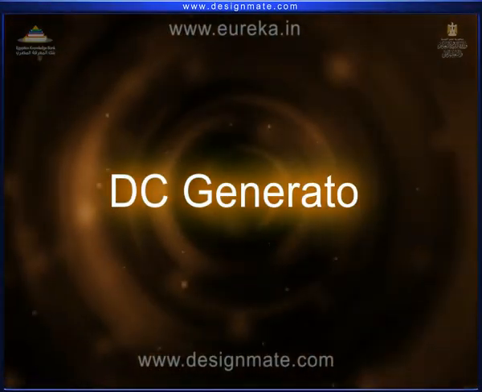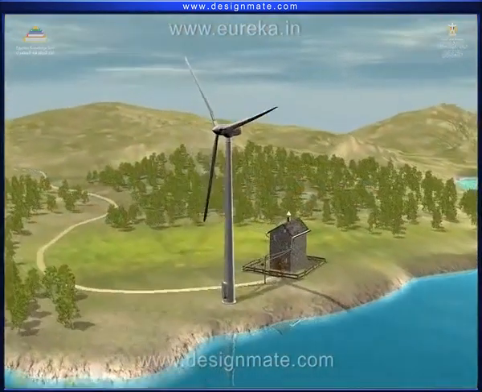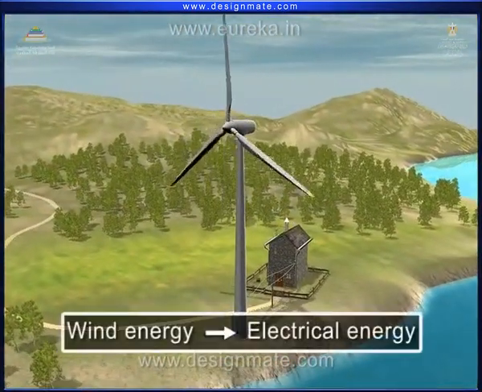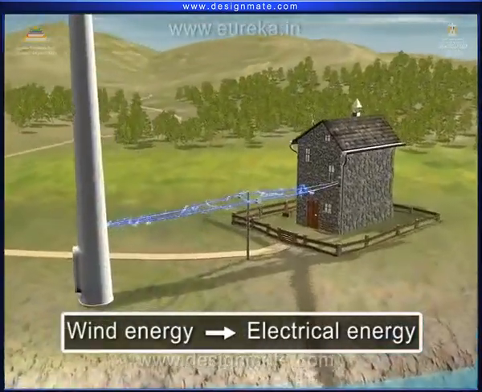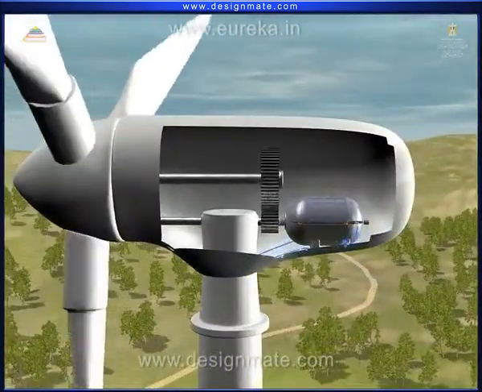DC generator. This is a windmill. It is used to convert wind energy into electrical energy. The device used for this purpose is a generator.